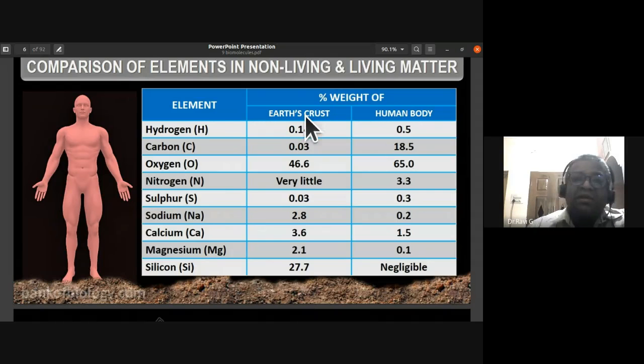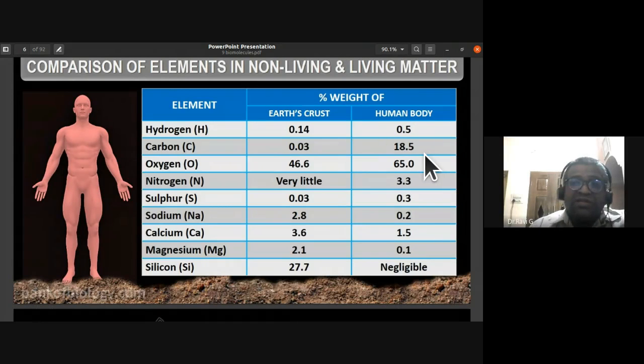When we compare, hydrogen, which is 0.14 percent in Earth's crust, in the human body it is 0.5 percent. That is almost 4 times higher than the Earth's crust. So we find the human body has 0.5 percentage of hydrogen. Carbon in the Earth's crust is just 0.03, but in case of a human being, it is 18.5%. So we are majorly made up of these hydrocarbons. The living organisms are majorly made up of hydrocarbons, and the obvious results we can see here. So the human body is made up of 18.5% of carbon.